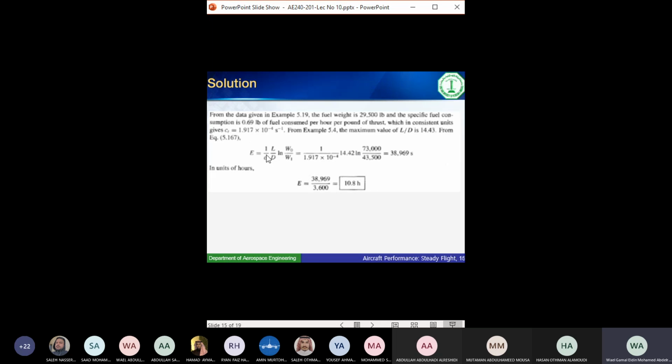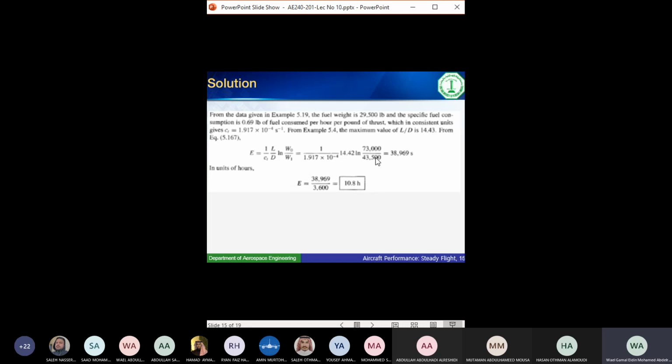So when I do so, the endurance turns out to be about 39,000 seconds, and the unit here is the second. Of course, you don't have to worry about the unit here, no units. Here, no units, it's only the C. So since C is per second, you will get E in seconds. So E turns out to be 39,000 seconds, about 10.8 hours.